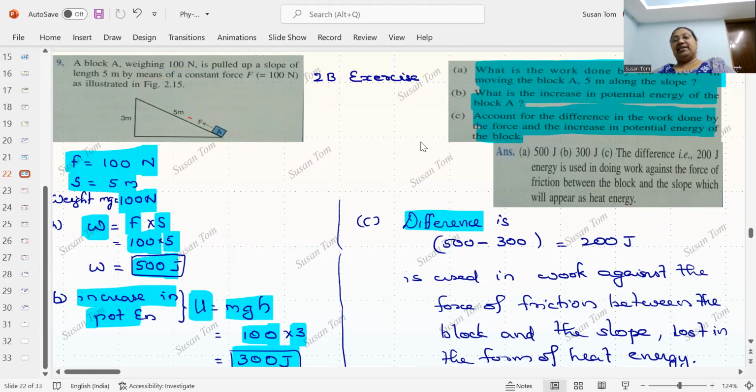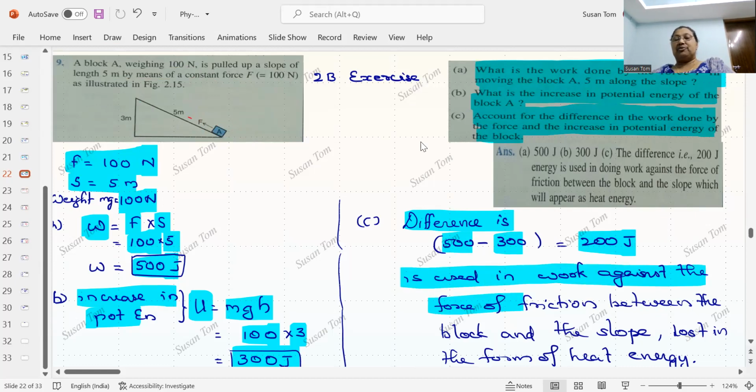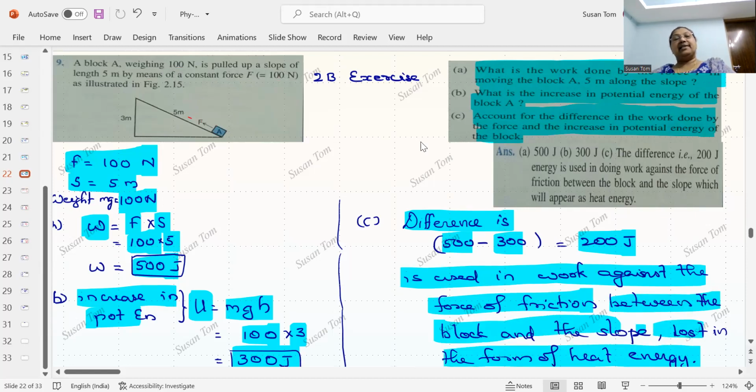So first of all, you find the difference in energy, to account for the difference in the work done. 500 joules minus 300 joules, which is 200 joules, is the difference. This is used in work against the force of friction between the block and the slope, that is lost in the form of heat energy. You have studied about energy degradation, energy dissipation.